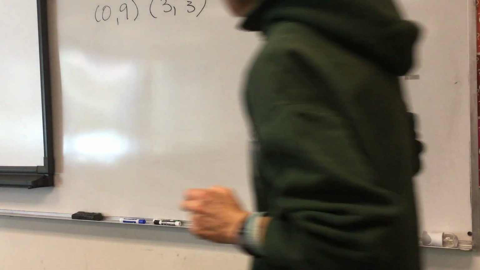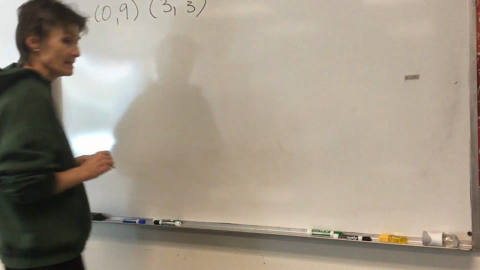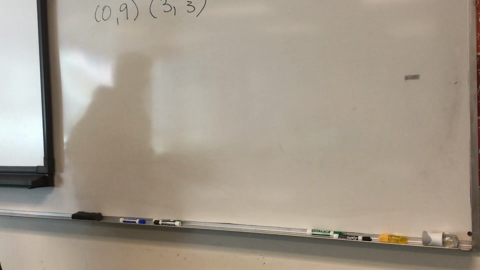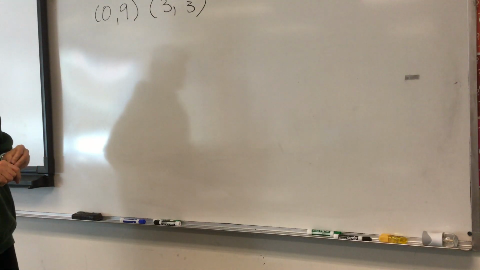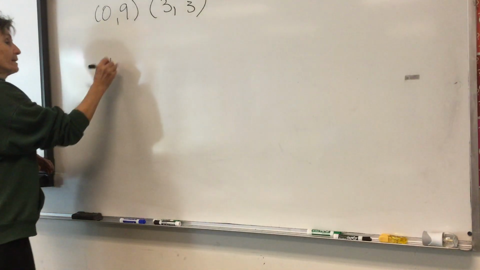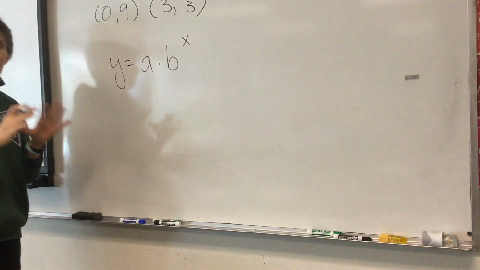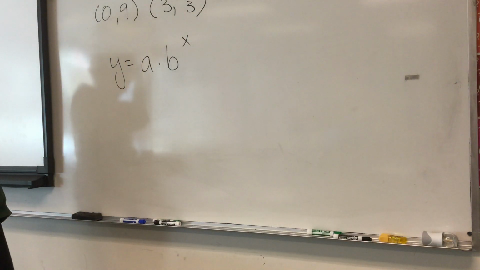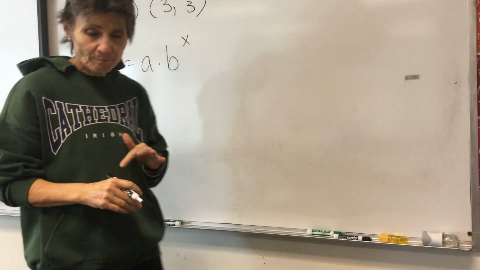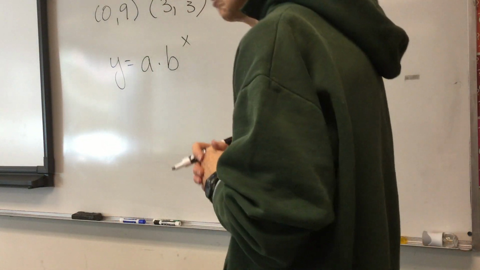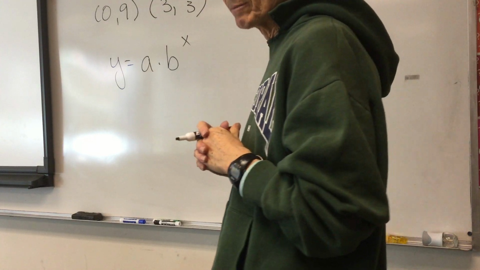All right, so we want an exponential function that contains these 2 points. So what do we need to do? First of all, we need to remember what an exponential function looks like. So y equals a times b to the x. That's what we're shooting for. Now, your job is to find a and b. Can anybody tell me anything about either one of those?